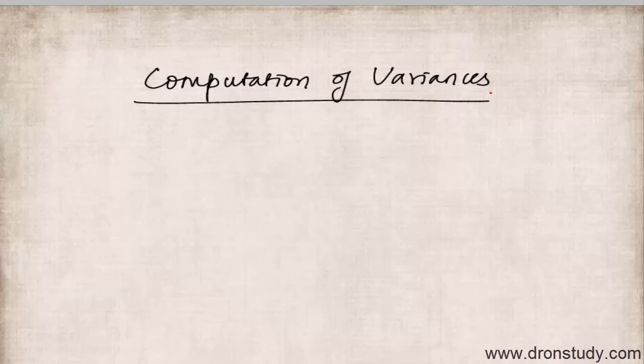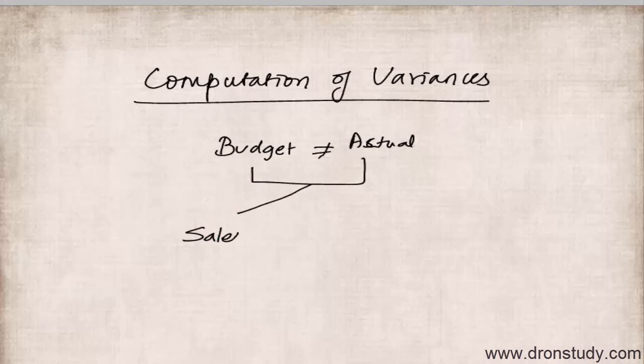Variance is nothing but the difference between the budgeted and the actuals. So if budget is not equal to actual, then there is a difference, and that difference is called variance. The variance can be in both areas, that is, it can be on your sales, or it can be on your cost. Sales variance is your actual sales differing from budgeted sales, and cost variance is your actual cost differing from budgeted cost.